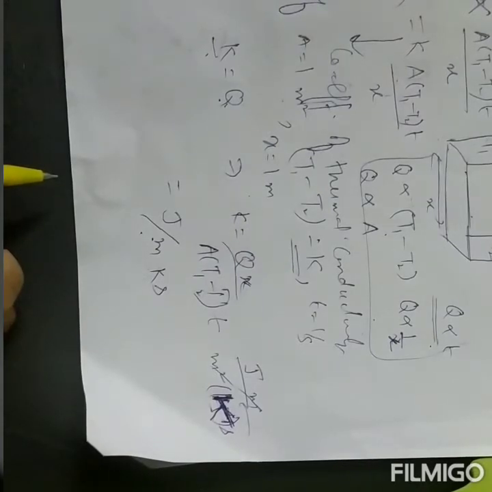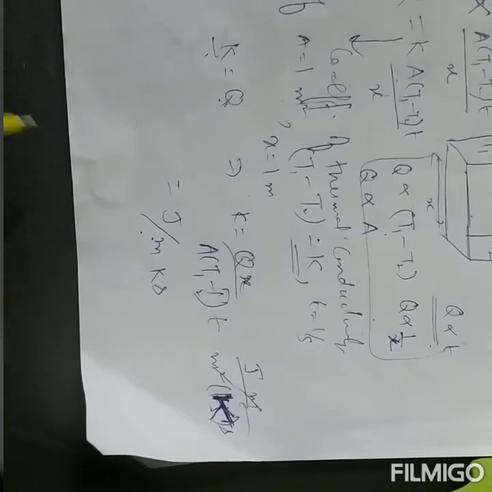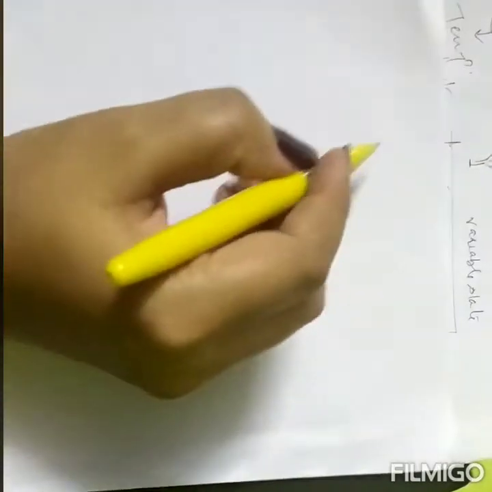Like woolen clothes give us warmth. Why? Because wool has small holes in it. Moreover, it is an insulator of heat, so it will not let our body heat go out. So these are the examples of thermal conductivity. After that, there are a few concepts. You have to learn only the basics about them.